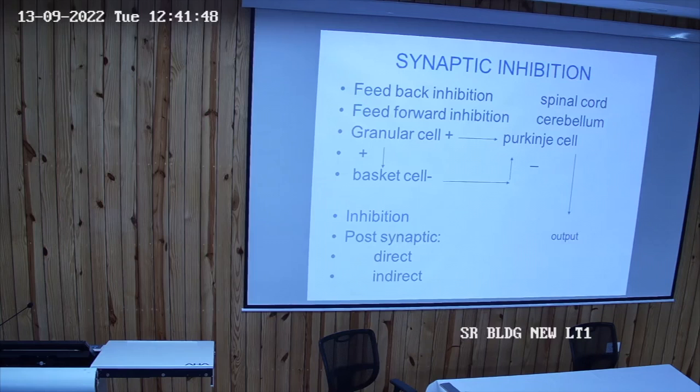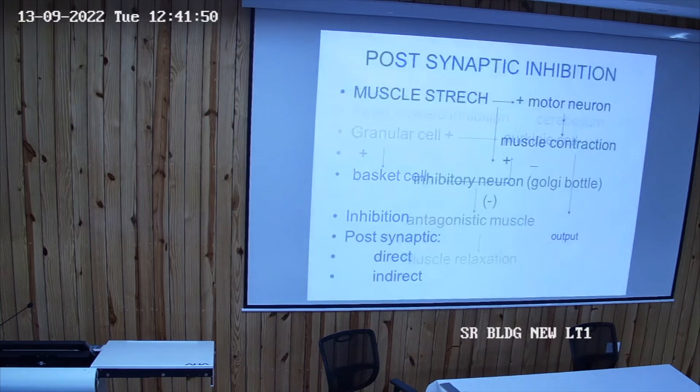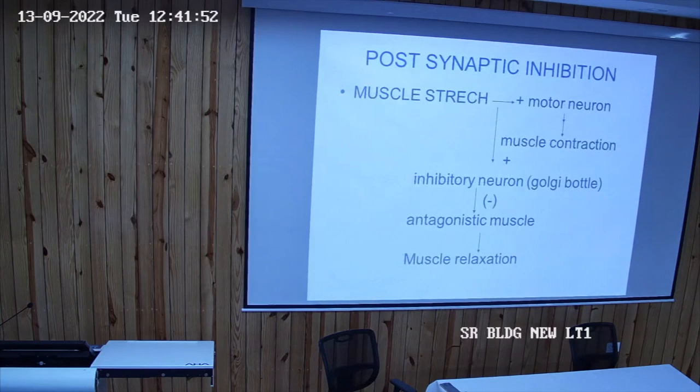Postsynaptic I spoke, direct and indirect. So what happens in a postsynaptic inhibition? Muscle is stretched. That is what we discussed. Either it goes into flexion or it goes into extension. So there is a motor neuron, muscle contraction, Golgi apparatus which causes the inhibitory response, and the antagonist muscle is inhibited and the muscle in which the injury was there, it is relaxed.